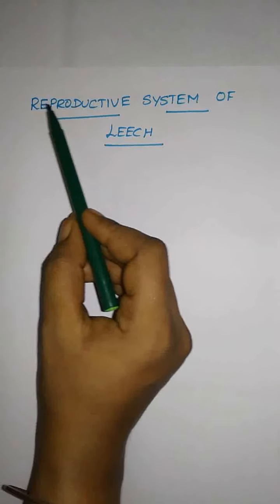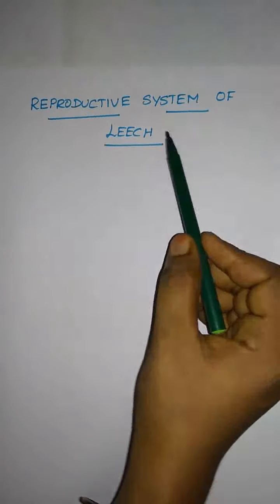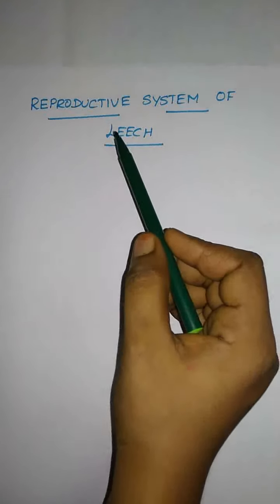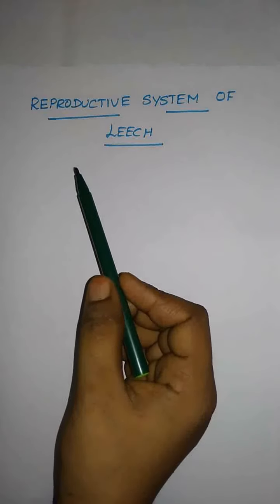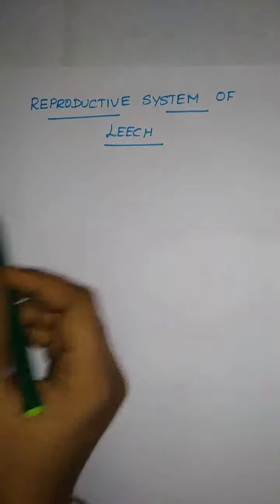Here, our next topic is the reproductive system of a leech. In this topic we are going to see what organs are involved in the reproductive system of a leech and how their development takes place. So let me move on with our lesson.